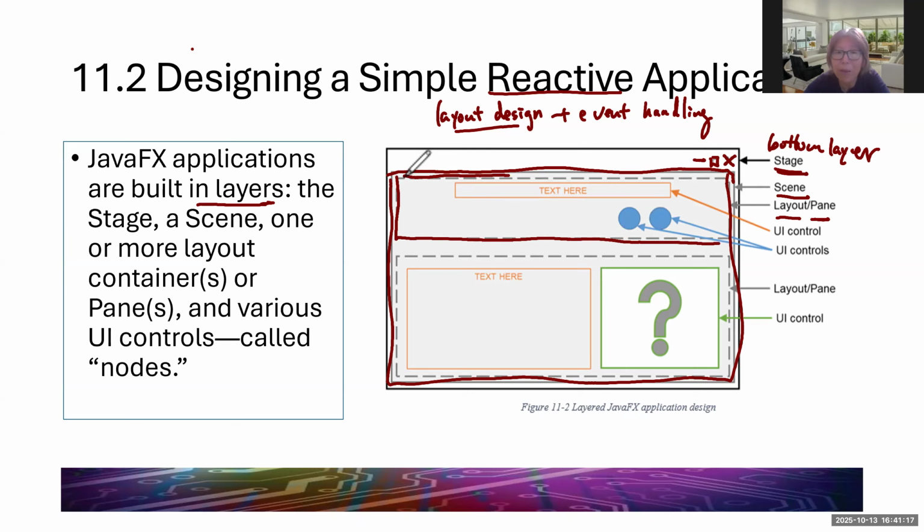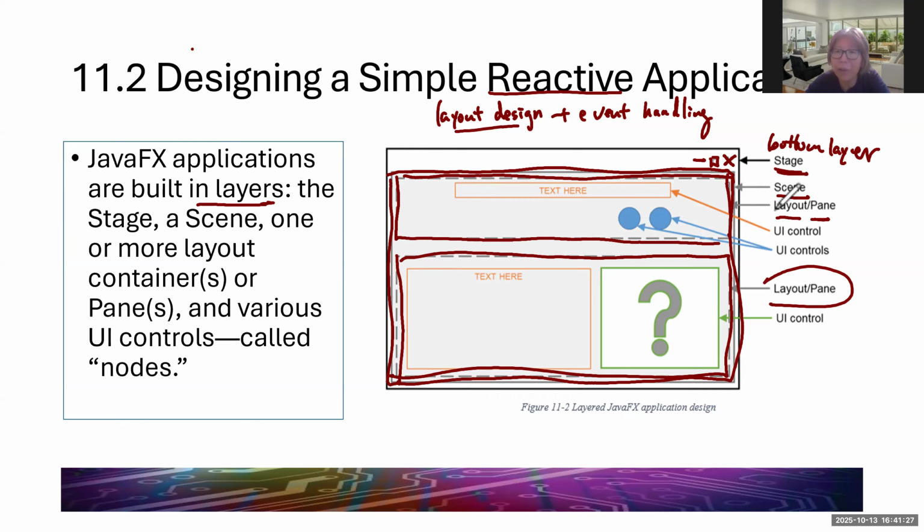So in this diagram, we have two layouts. We have this layout, and we have another layout, or we call them container layouts. And within each layout, we have UI controls, like a text box, like a button, like a graphic. Okay. So this is about the layout design.